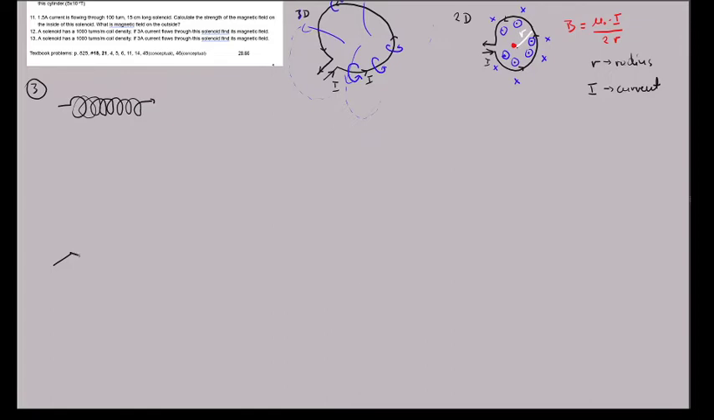Let's do it. Why not? Let's do it. So here's a single loop. We already know how the magnetic field here would look like. So as the current flows in this direction, the magnetic field would look like this. And here in this location would look like this. And then so on and so forth all the way around.